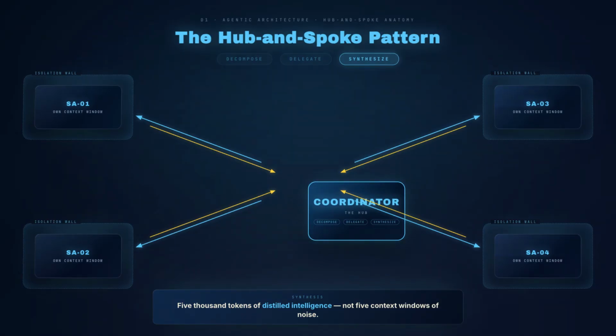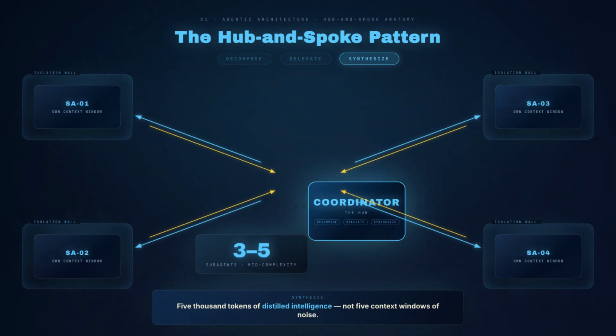That's the design. Every token the coordinator processes directly is attention budget it spends. Every token a subagent processes internally, the coordinator never sees. That's why the pattern scales. 5 subagents working in parallel on 5 isolated tasks, each returning a roughly 1,000 token summary. The coordinator receives 5,000 tokens of distilled intelligence, not 5 context windows of noise.